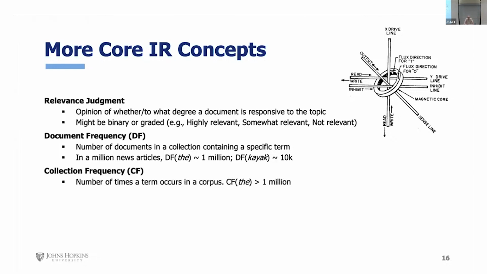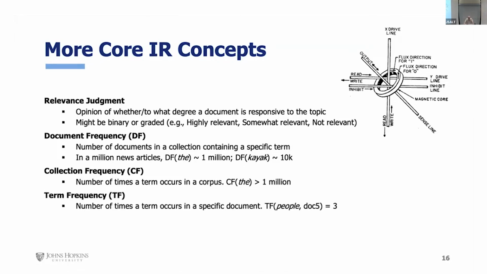Collection frequency is the number of times the term occurs in the corpus. So this does take into account the number of times the term appears in any given document. And of course, the collection frequency of "the" in a 1 million document collection is going to be well more than 1 million, because most documents are going to have many uses of the word "the."